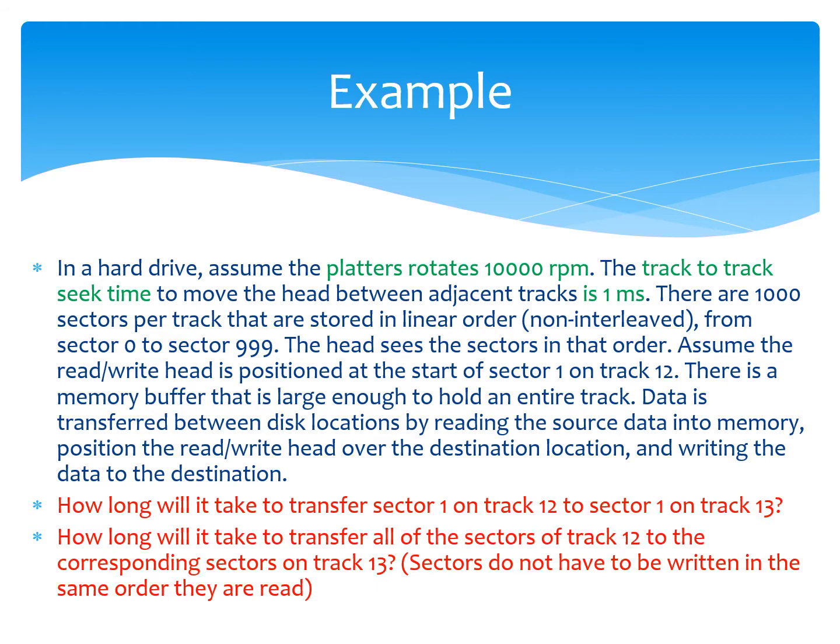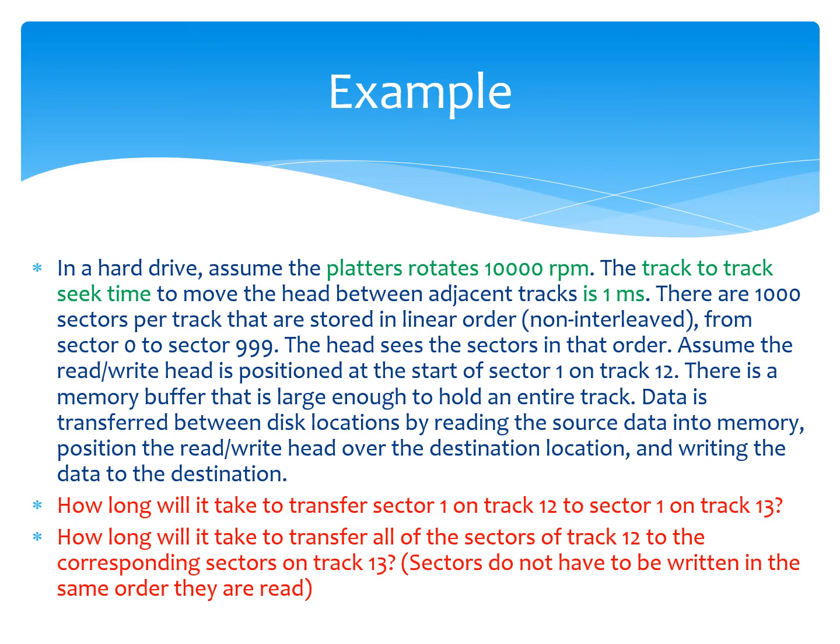We will use the following example to explain the idea. In a hard disk drive, assume the platters rotate at 10,000 RPM. The track-to-track seek time to move the head between adjacent tracks is 1 millisecond. There are 1,000 sectors per track that are stored in linear order, from sector 0 to sector 999. The head sees the sectors in that order.